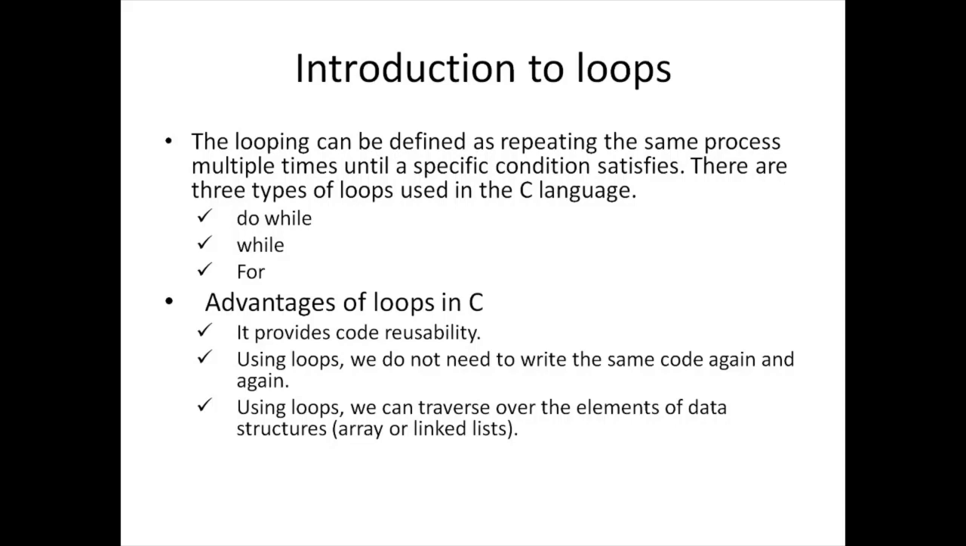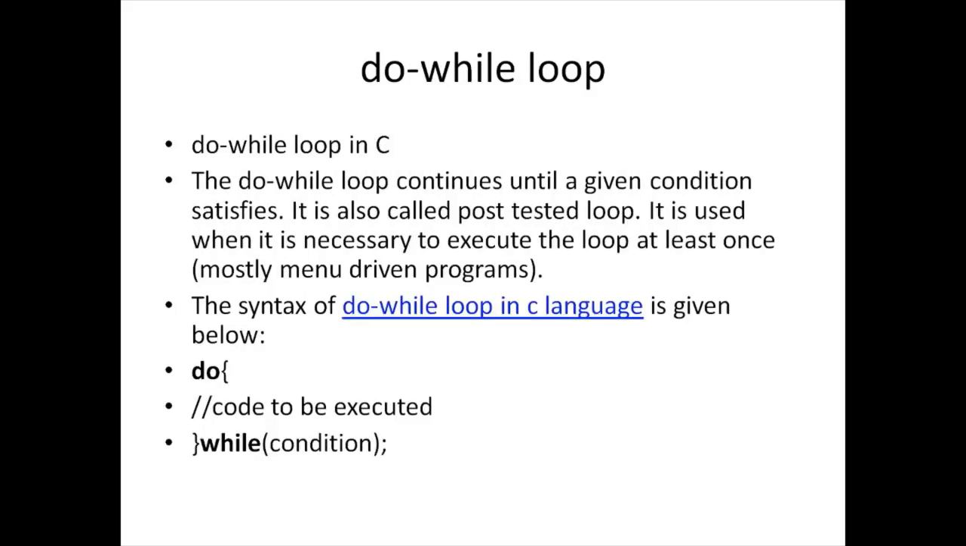Using the loop, we can traverse through the elements of a data structure. Later on we will be discussing arrays, linked lists or any other data structure, and we can traverse through them. So that is where we can use the loops. This is one of the building blocks of any programming language, namely the loops. So there are three kinds of loops.